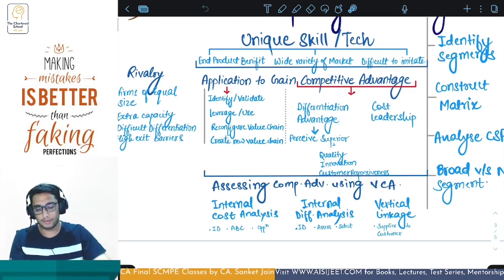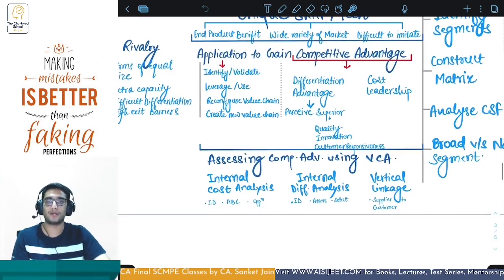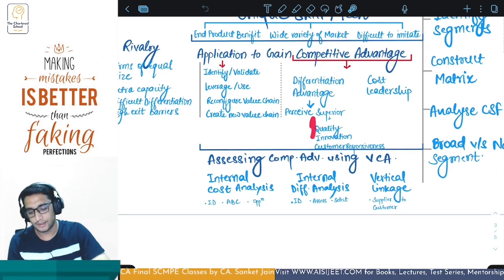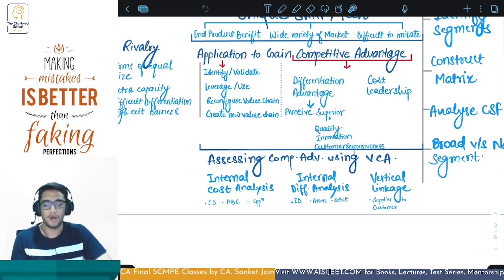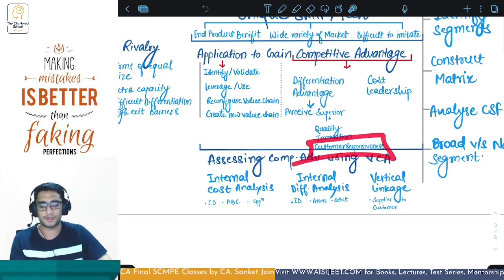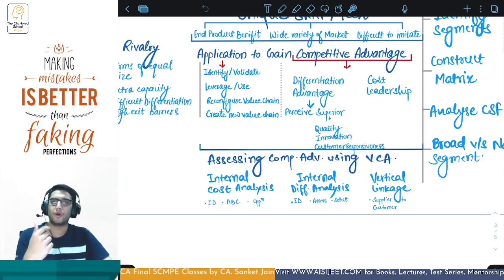Now, how can superiority be perceived? There are three things which can help you in this perception. First is superior quality. Second is superior innovation, or third, superior customer responsiveness. What is customer responsiveness? Responding to customer requirements in a very quick manner.